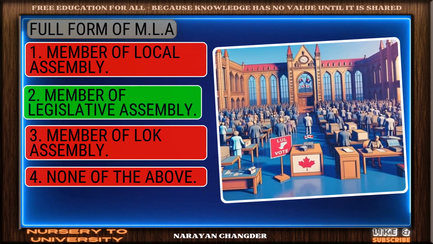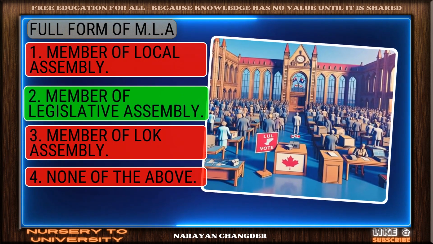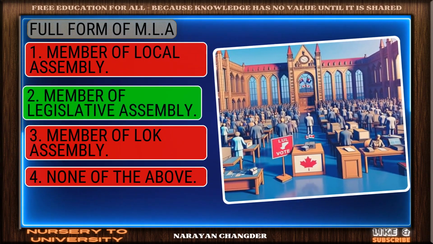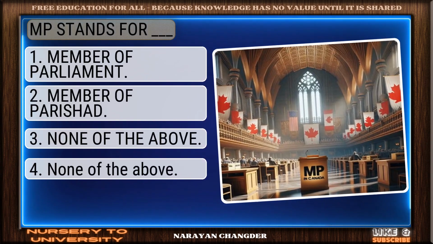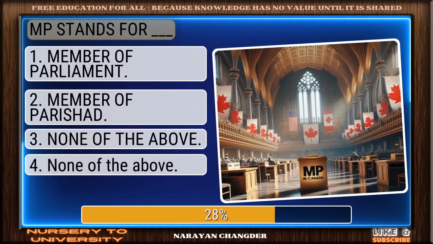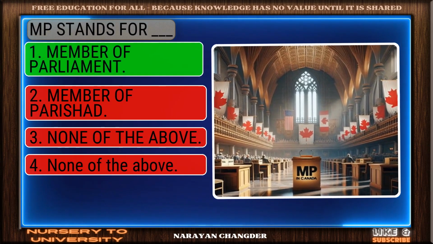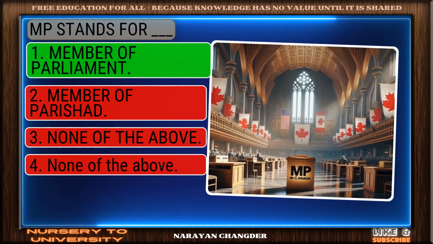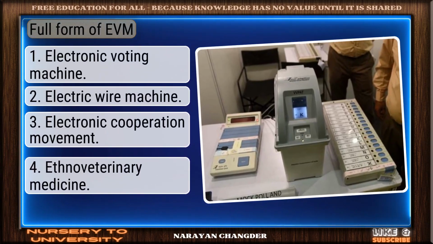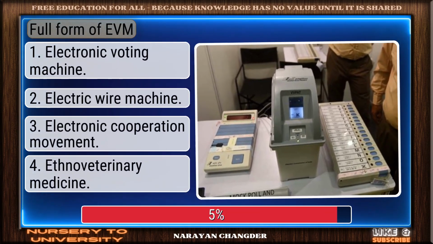You're right. Member of Legislative Assembly is the correct answer. Question number 213. MP stands for dash. Smart pick. Member of Parliament is the correct choice. Question number 214. Full form of EVM.